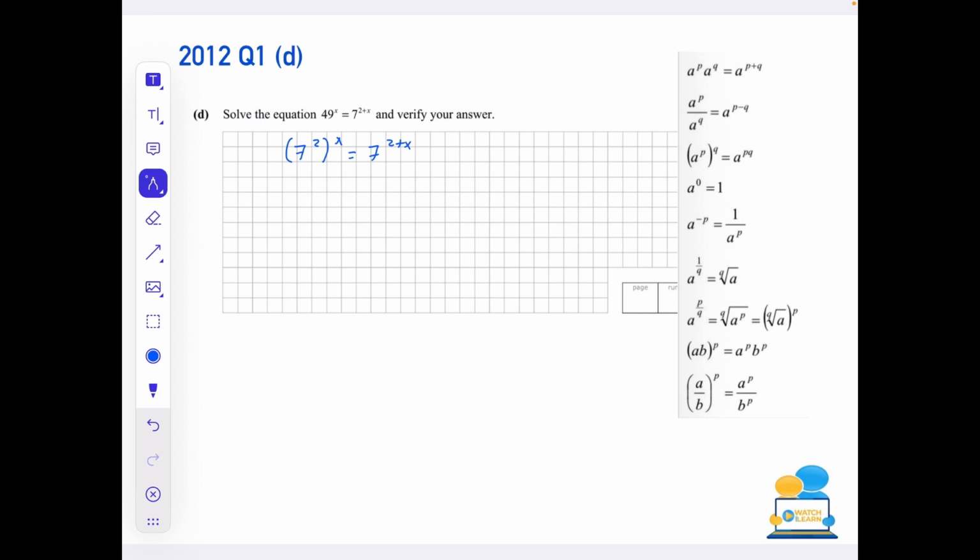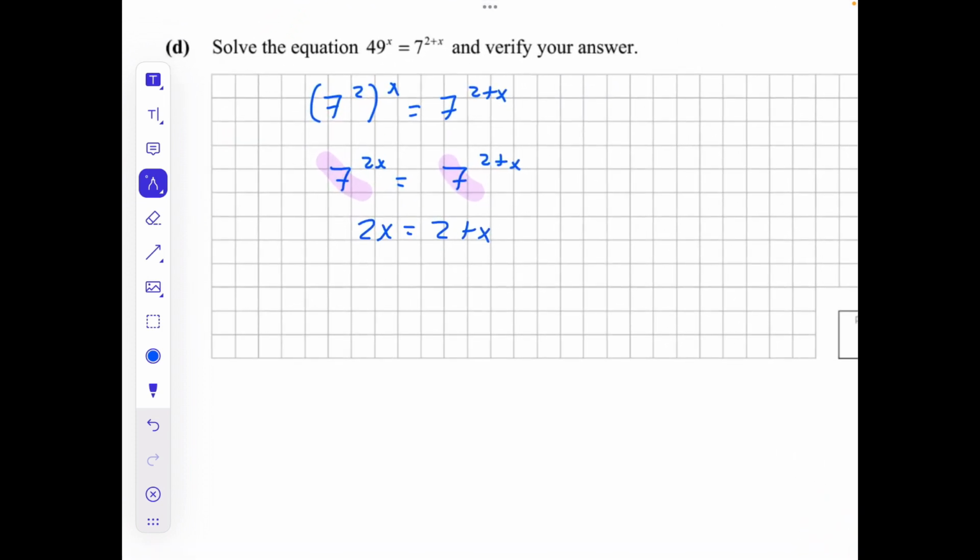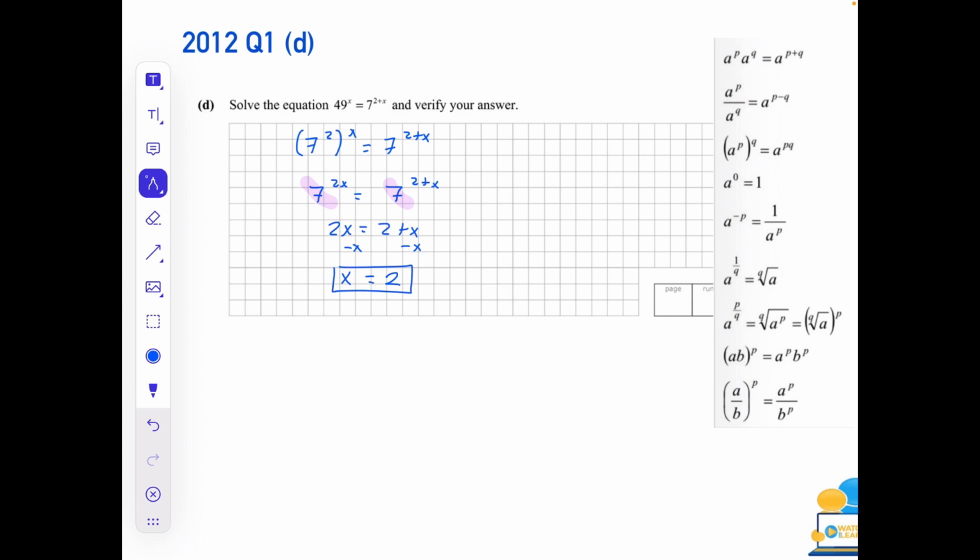Here then, I'm like, okay, we have the brackets. We have a power raised to a power. Should be familiar with this. We've used this for loads. That'll be 7 to the power of 2x. It's equal to 7 to the power of 2 plus x. Base is the same, so we can just let the powers equal to each other. So we'll get 2x is equal to 2 plus x. We want to solve for x, so get all our x's to one side, so minus x from both sides. We get that x is equal to 2. Okay, so that is the first part of my answer.